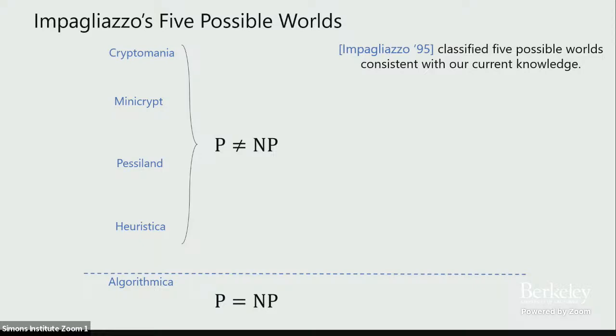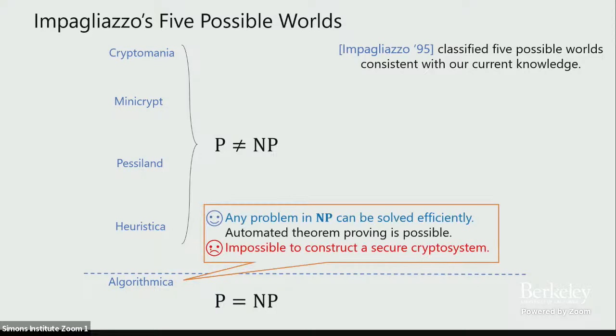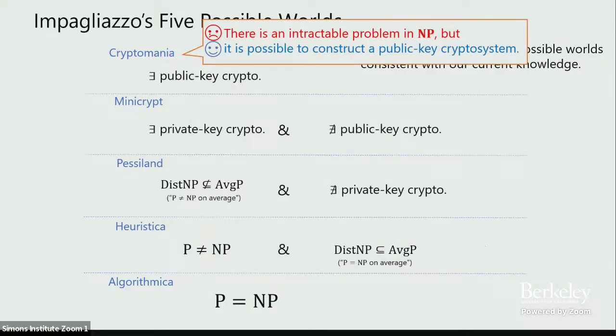For example, Algorithmica is a world in which P equals NP, and in this world we can't construct a private key encryption scheme. The rest of the worlds correspond to worlds in which P is different from NP, and these are further classified in this way. For example, Cryptomania is a world where there's a public key cryptosystem, and as far as I know, most of us believe that our world corresponds to Cryptomania because there are several public key cryptosystems that are believed to be secure. But currently, we don't know whether it is true or not.